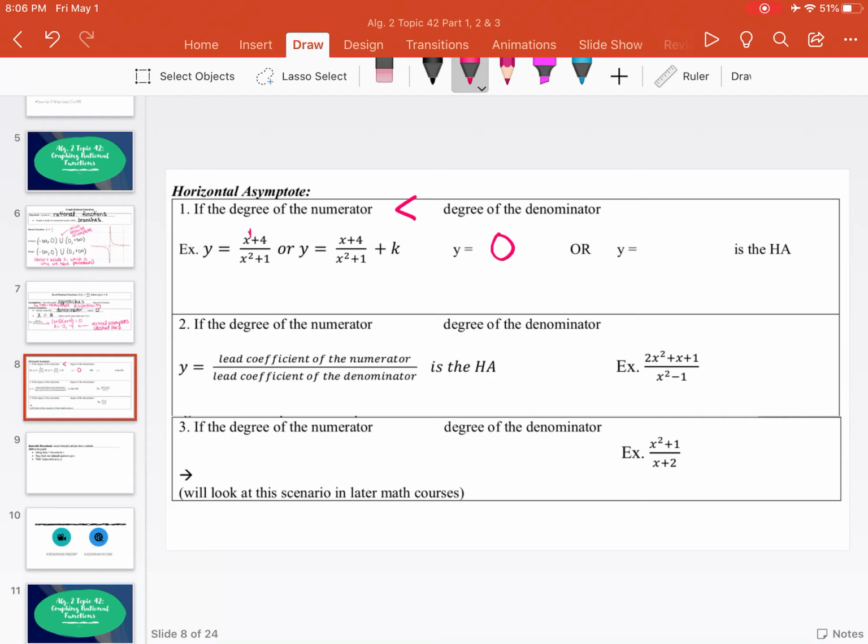But why is this? So with a graph, remember how we plug in values for x and get outputs of y. So if we keep plugging in bigger and bigger and bigger values for x's, so as x increases, this fraction will become smaller and smaller and smaller. So it's going to approach 0. It's going to get closer and closer and closer to 0.